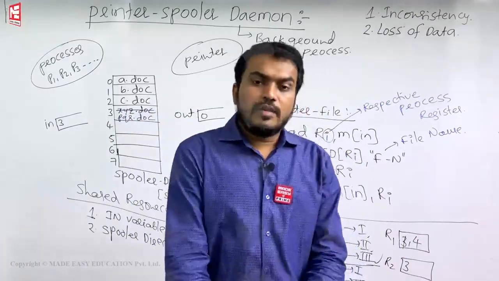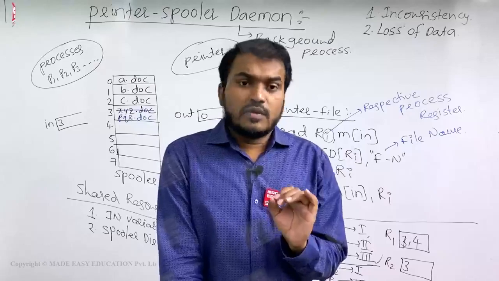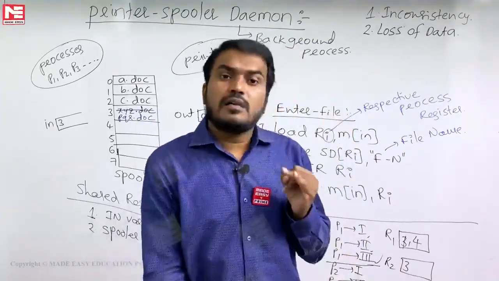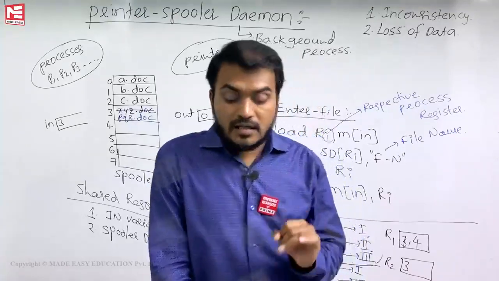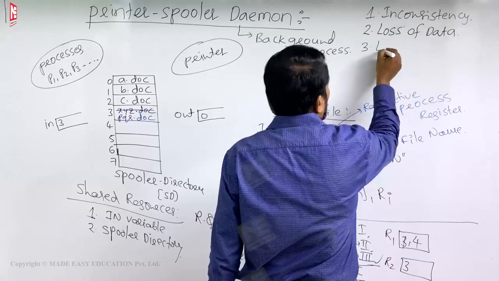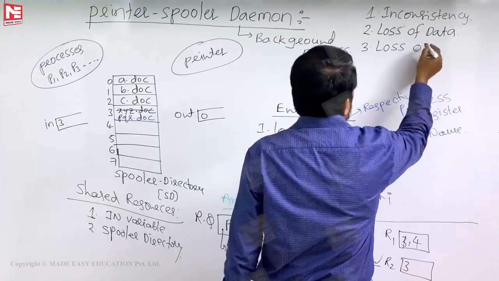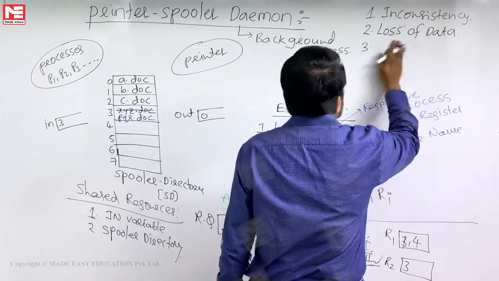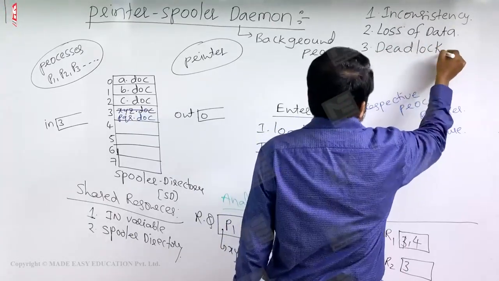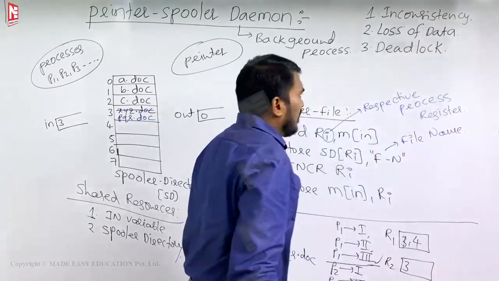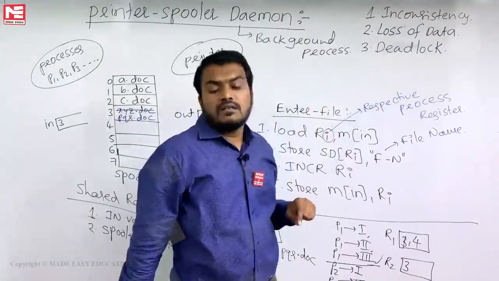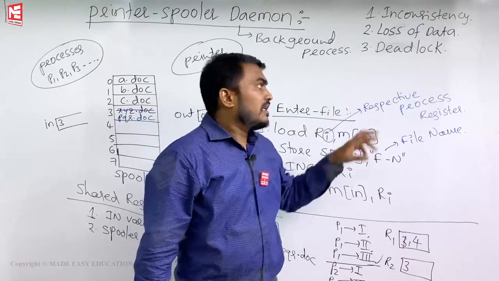So if you don't have synchronization, what is the first problem you get? Inconsistency. The second problem you get is loss of data. And next, note down the next one. Keep the heading directly. The third one is deadlock. The third problem is the deadlock. Note down, I'll explain. Keep the heading number 3, deadlock.